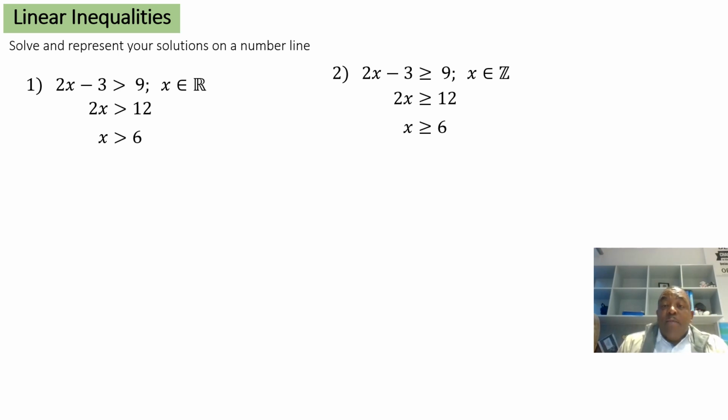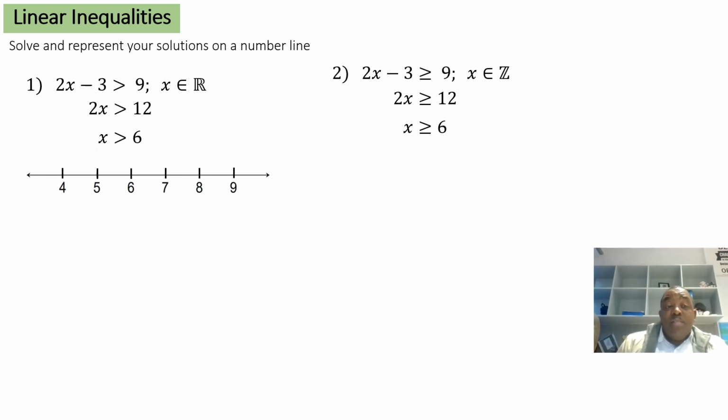On the other side, we're being asked to solve an inequality where the value of x represents integers. You'll remember integers, those are the numbers we use to write the number line. So when we draw the number line, we actually use integers, so there are no decimals. So our solution therefore is referring only to integer numbers that are greater than or equal to 6. But here we're referring to all real numbers that are greater than 6.